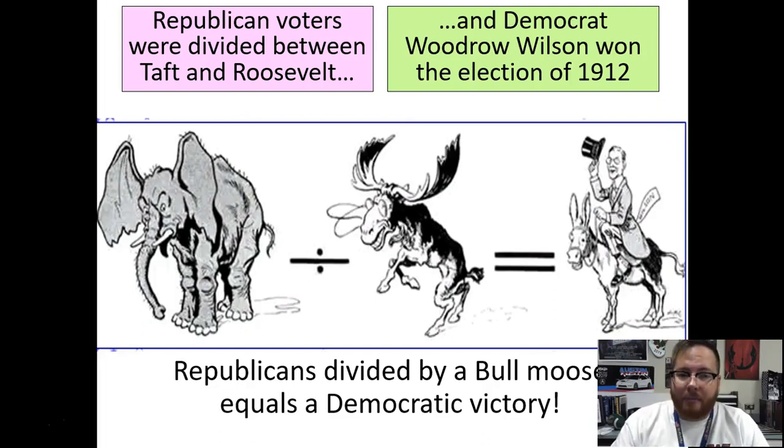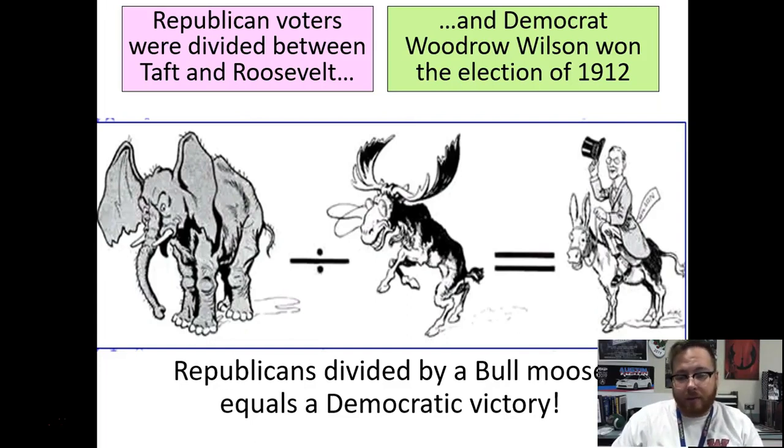Republican voters were divided between Taft and Roosevelt. At the time, the progressives were in the Republican Party. But remember, Teddy Roosevelt, a progressive, broke away from the Republican Party, which then took progressive supporters in the Republican Party away from Republican candidate William Howard Taft. So because of that, he split the party ticket, and Democrat Woodrow Wilson won the election of 1912 handily.